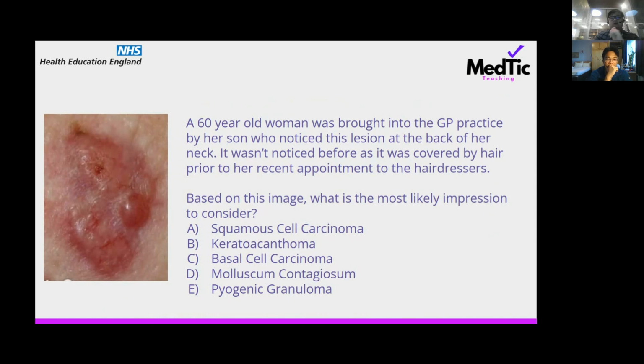Now, there's a common thing you can see in GP practice. A 60-year-old woman was brought in by her son after he noticed something on the back of her neck. It wasn't found until she went to the hairdressers for a nice little haircut when this was found. Based on just the picture, what is the most likely impression to consider?